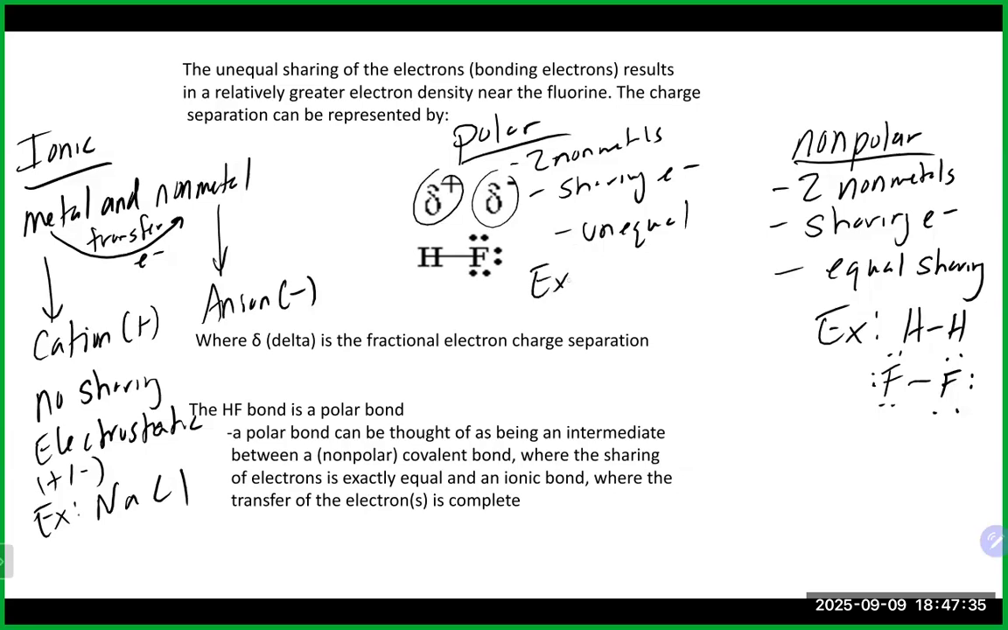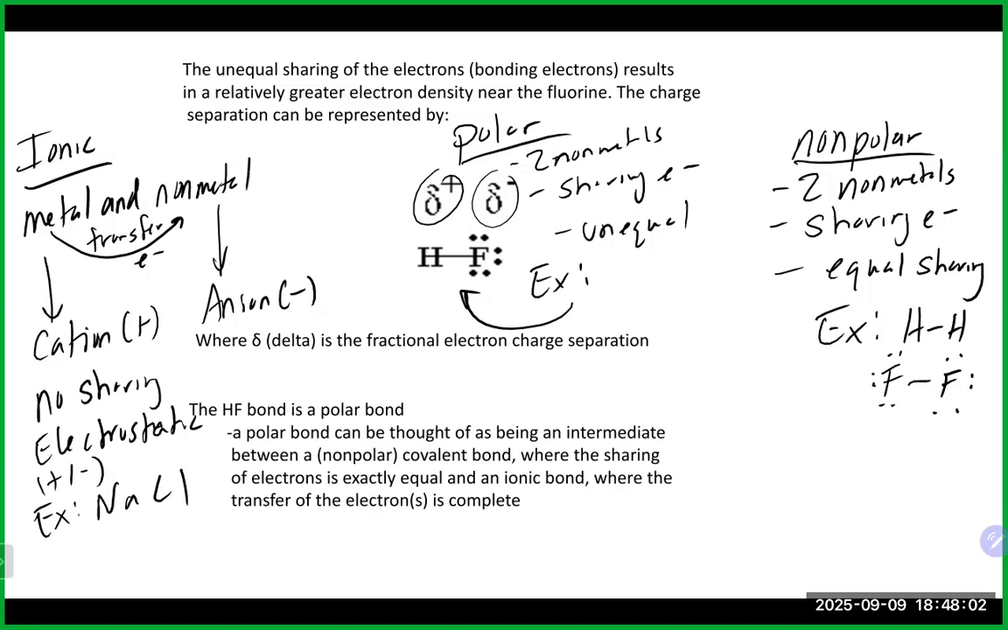And obviously our HF is here. So again, on one end of the extreme over here, you have nobody sharing electrons. We're going to get complete transfer of electrons from one place to the next. On the other end of the extreme, you have perfectly equal, if you want to think about it that way, sharing of electrons between two atoms. And in the middle, you have no transfer of electrons, but not perfectly equal sharing of electrons.